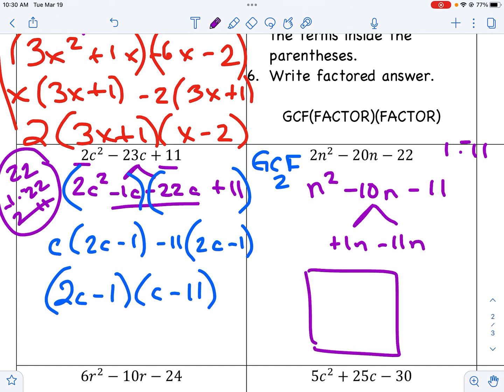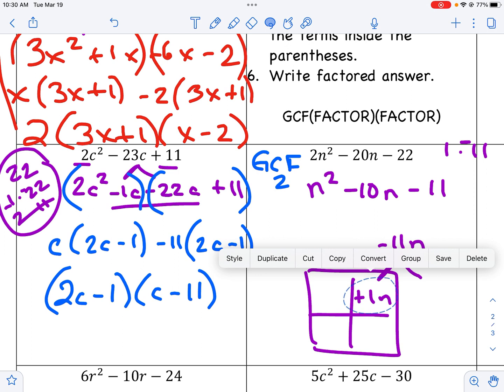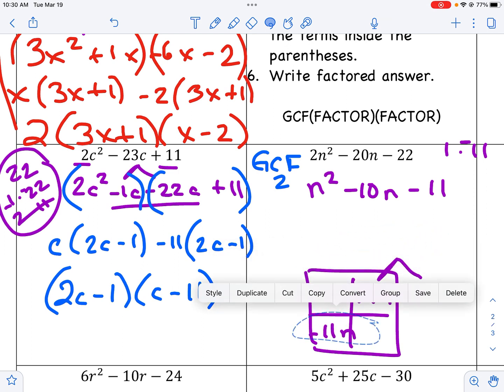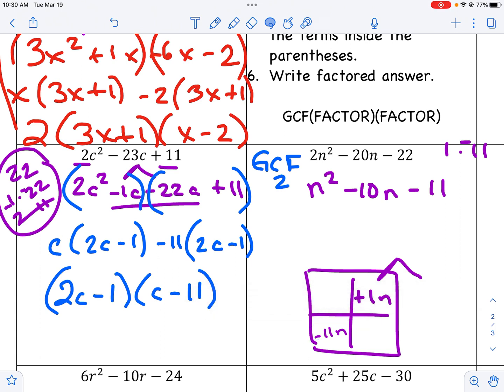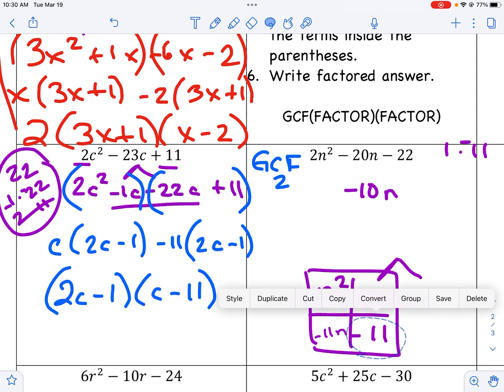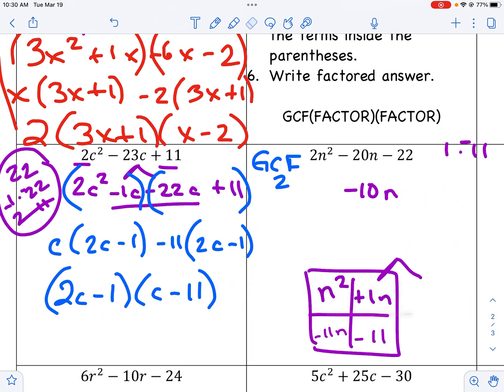So in my box, that's what I'm going to put. I'm going to put this one in here, this one in here, this one in here, and this one in here. Let me make it a little bit smaller. Speed this up a little bit.